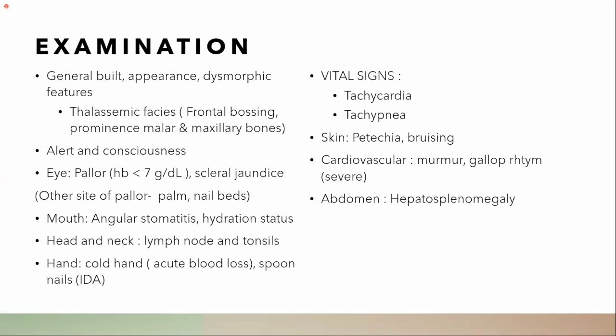Cephalohematoma. So how to differentiate between cephalohematoma and subaponeurotic hemorrhage? Whether it extends beyond the suture line. Why? Because why does cephalohematoma not cross the suture lines? Because the layer of the area of involvement is external to the periosteum.